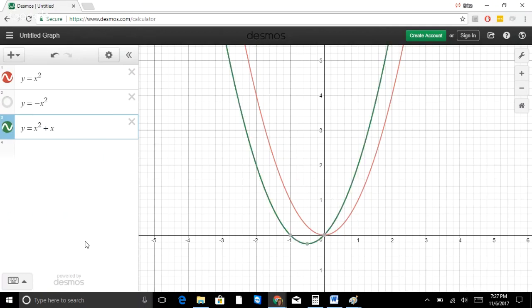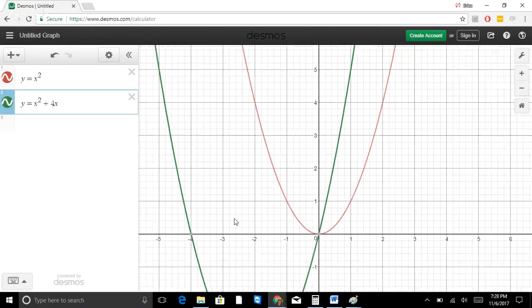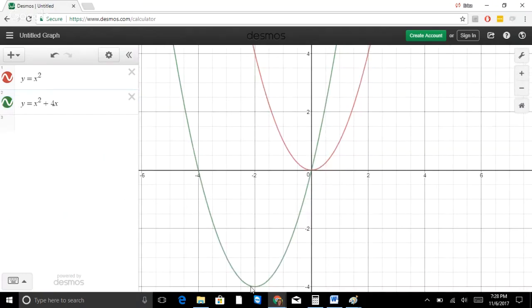Plus x. So this one's a little bit harder to interpret. So once we get to this term in here, then our vertex gets moved over. Okay, so we have, let me delete this, y equals x squared and y equals x squared plus x. So you see my two graphs here. We have something interesting because we no longer have a vertex that's along the y-axis. We have it that's off to the side. And let me try to get a nice mathematical one.